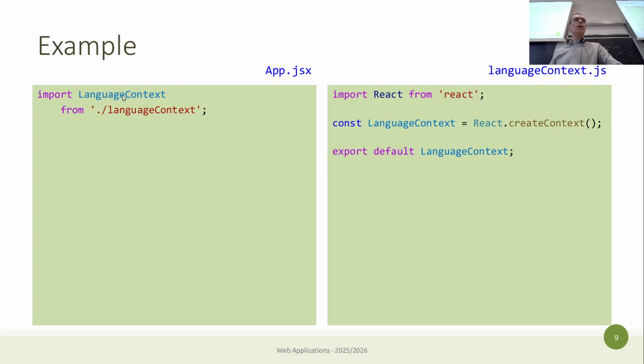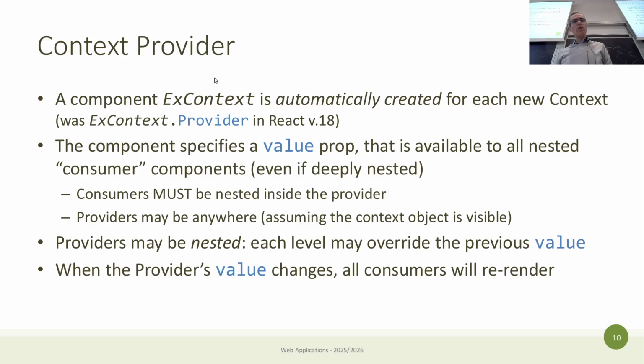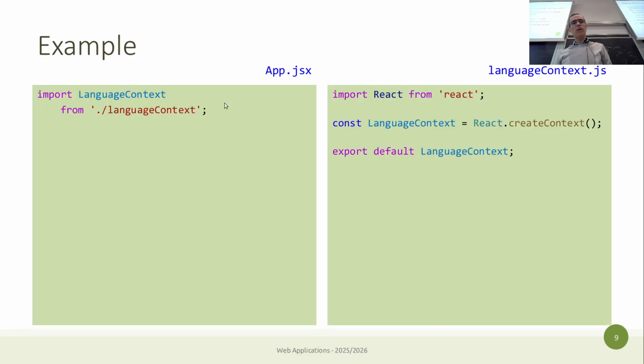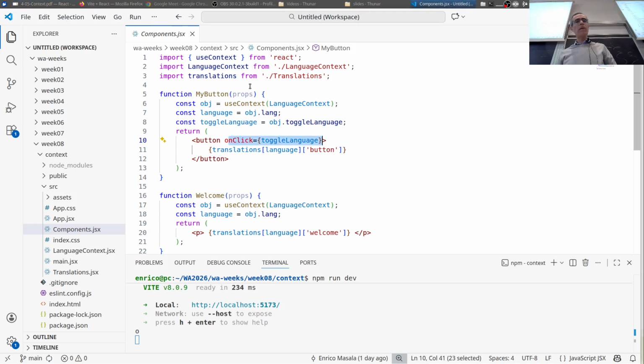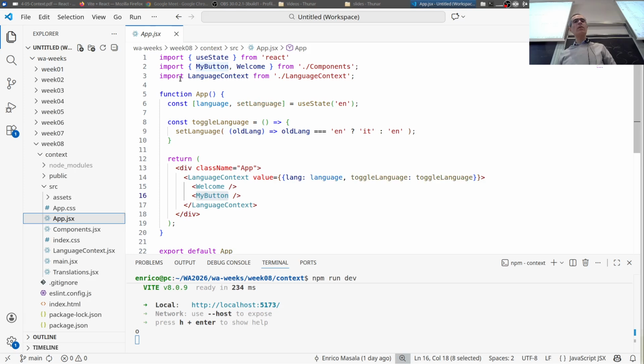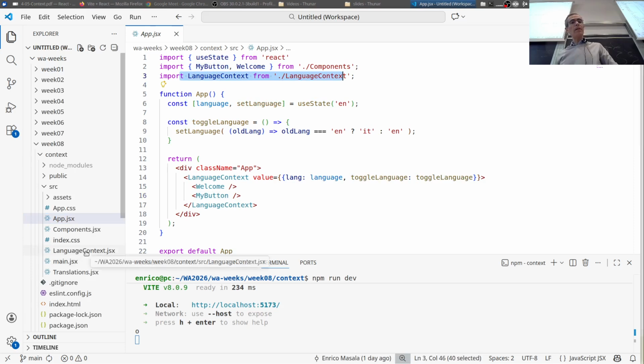Because in this way we can import it whenever it's needed, wherever it's needed. Language context from language context. And it's actually needed both in app and in the my button, okay? As you can see in the code, import language context from language context. This is inside the file that contains the button, but it's also inside the file that contains app. And that's a file language context.